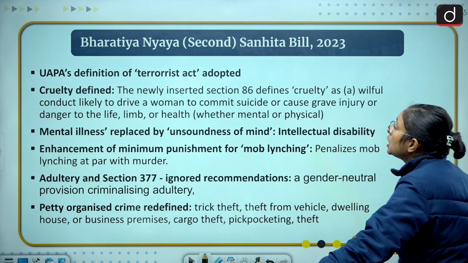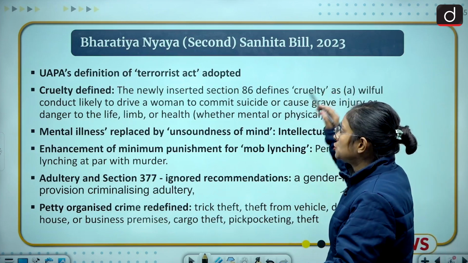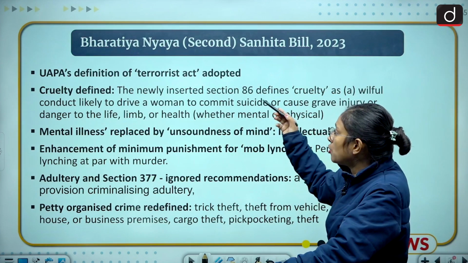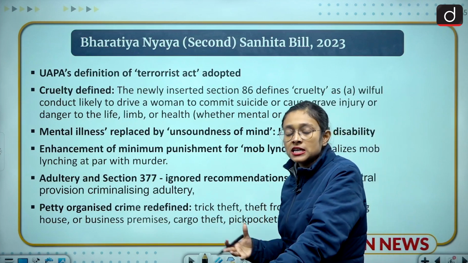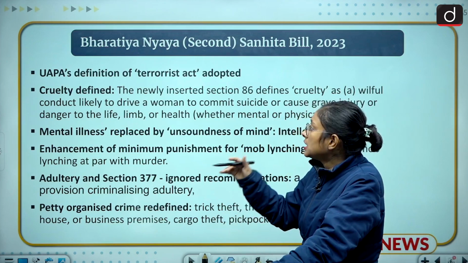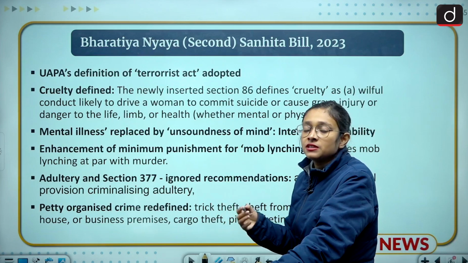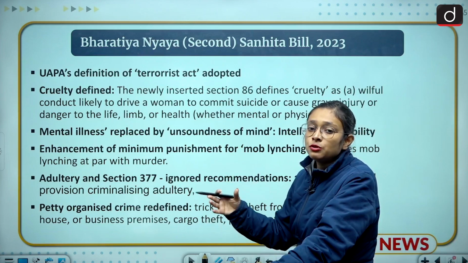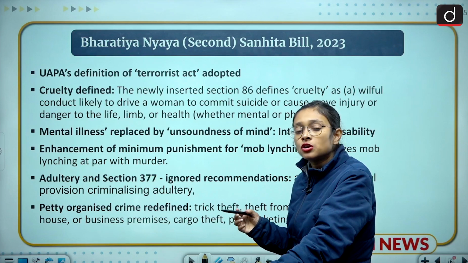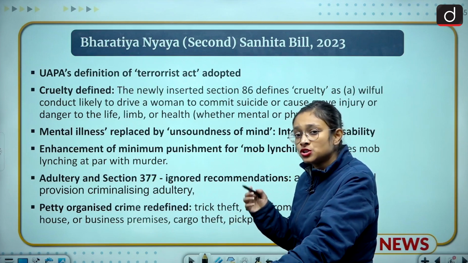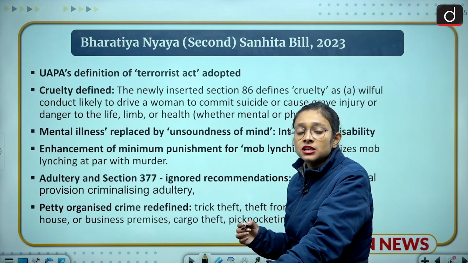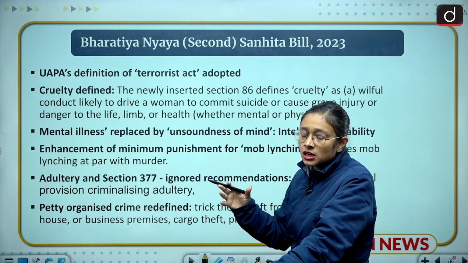Moving to the next slide, which is the Bharatiya Nyaya Second Sanhita Bill 2023. What is the first provision? It has made changes: the UAPA definition of terrorist act is adopted. Earlier, in the version tabled in August, they had given a simple definition of terrorism and terrorist attack, but right now they have given a definition similar to that in the UAPA. On the other hand, this has created lots of controversy, because many political leaders, especially opposition leaders, have said that the UAPA is a draconian law and is harming the security, integrity and sovereignty of India. So that has created another kind of problem.